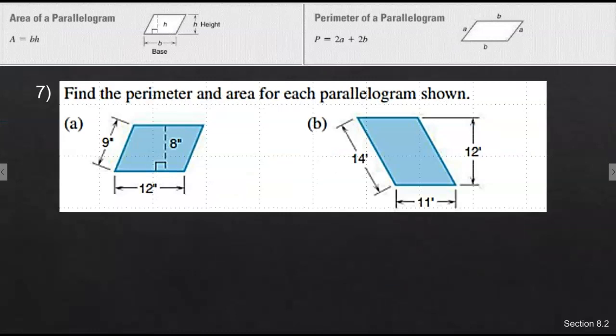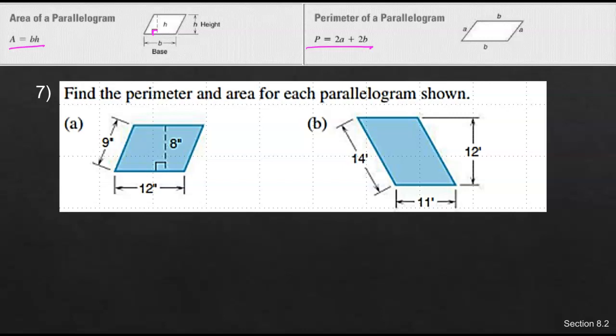So here are formulas for finding area and perimeter of a parallelogram. Fairly simple formulas. The area of a parallelogram is simply base times height. Notice that our base and height are perpendicular to each other. And then the perimeter is adding up the sides, or you can take 2 times A, because there are 2 of those, plus 2 times B.